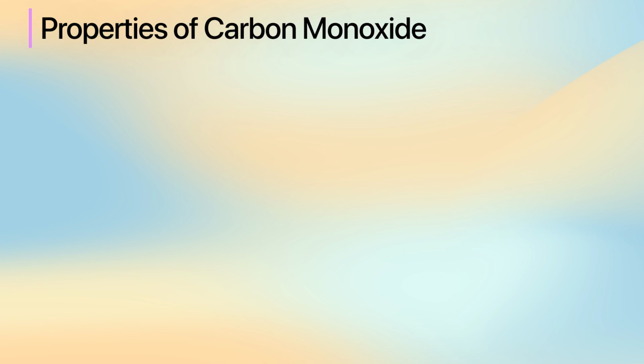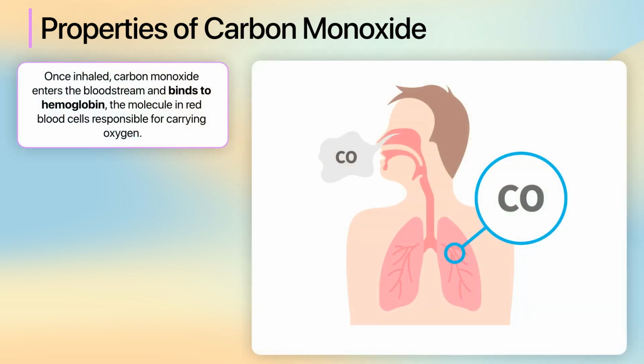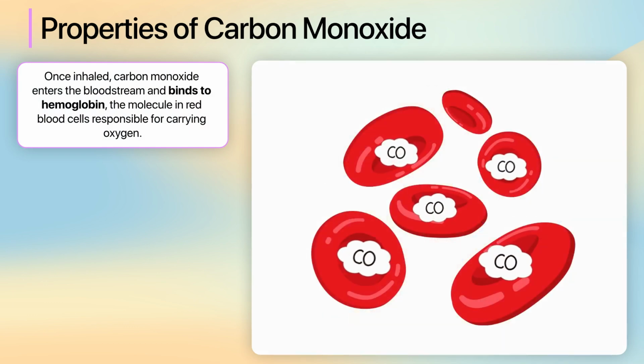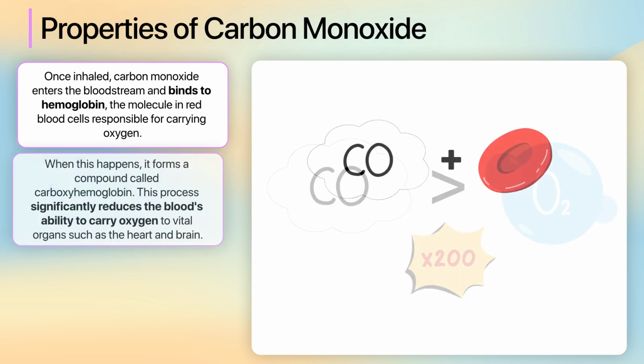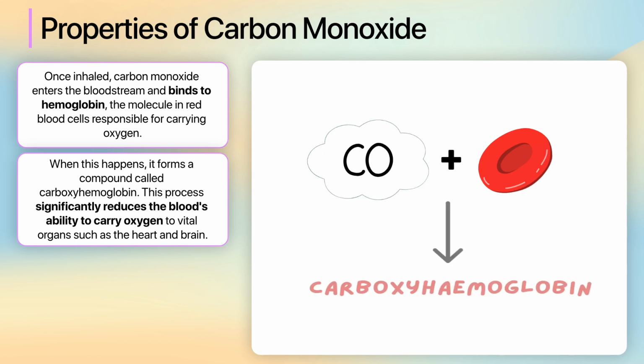Now, let's explore why carbon monoxide is so dangerous. Once inhaled, carbon monoxide enters the bloodstream and binds to haemoglobin, the molecule in red blood cells responsible for carrying oxygen. Haemoglobin has a very high affinity for carbon monoxide, about 200 times greater than its affinity for oxygen. This means it bonds much more tightly to CO than oxygen. When this happens, it forms a compound called carboxyhaemoglobin.